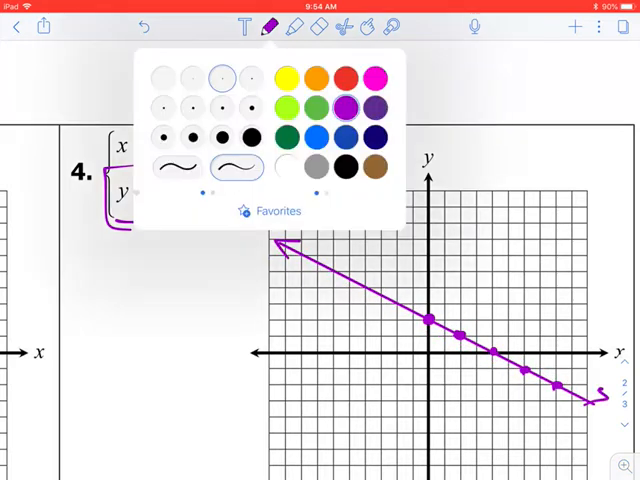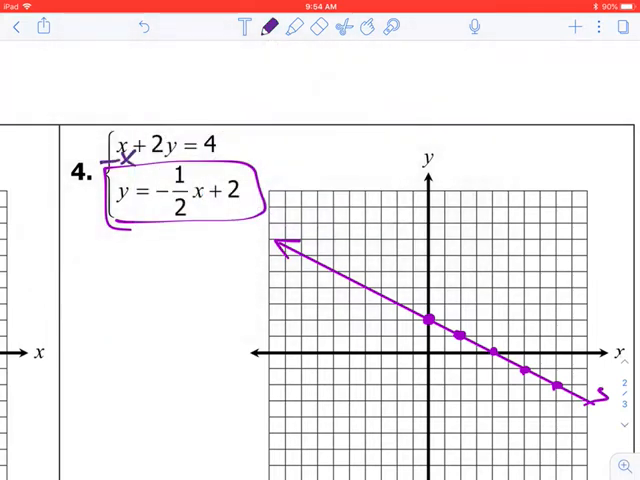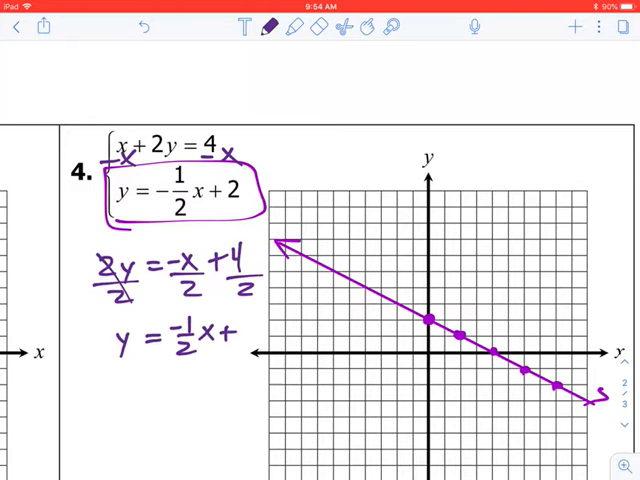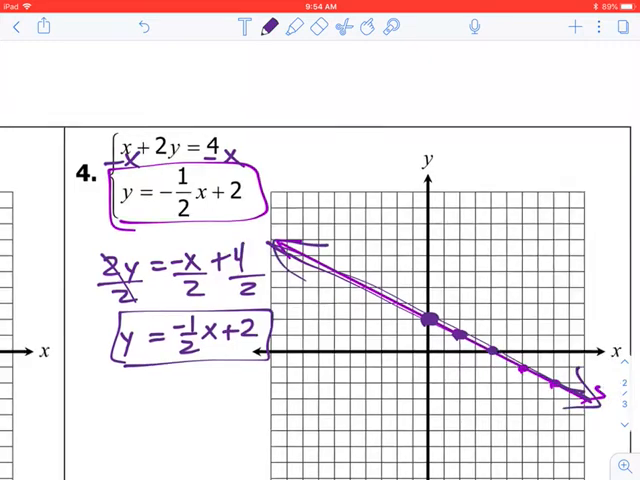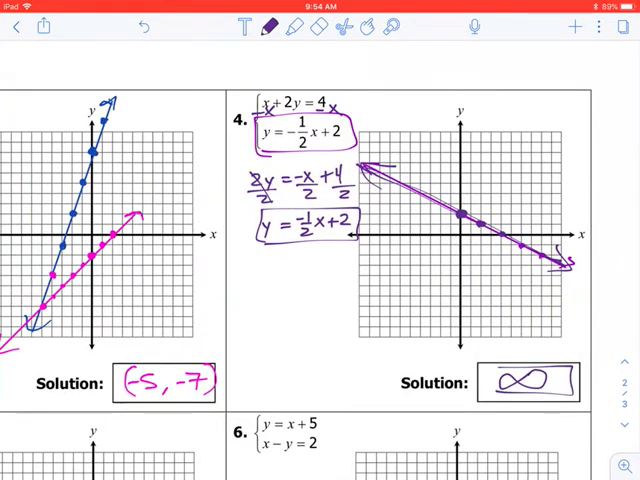The other one, I need to get y by itself. So subtract x. I've got 2y equals negative x plus 4. And then I've got to divide everything by 2. So I've got y equals negative 1 over 2 x plus 2. You might notice something before we even go, but when I go to graph this, it's positive 2 and down 1, right 2, down 1, right 2. So I actually have the exact same line I had the first time. So in that situation, we would have infinite solutions. So there's an example of that.